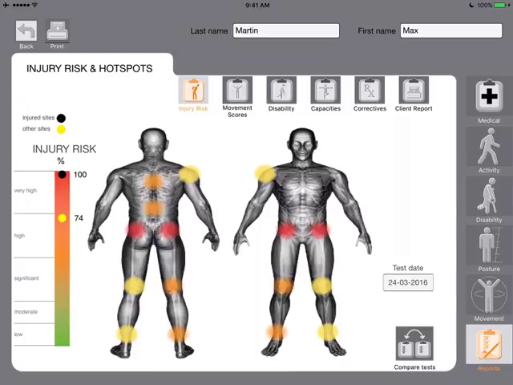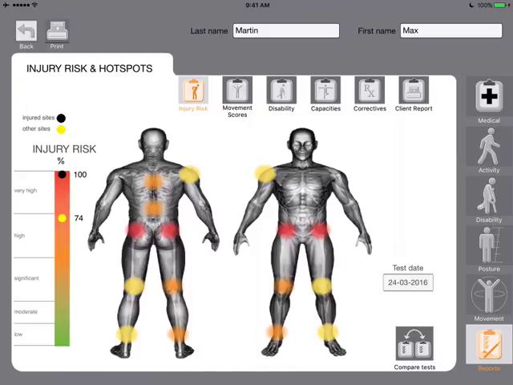Now, this is the first of the results screens that we get to once you have done all the tests down the right-hand side: the medical screening, the physical activity capture, the disability assessment, posture, and all the movements that you have assessed and screened. Once we've done those, this is the first of the output screens that we get to. We've placed the injury risk and hotspots first because the first thing that we're trying to do is screen the client for risk of injury once they start an exercise program.